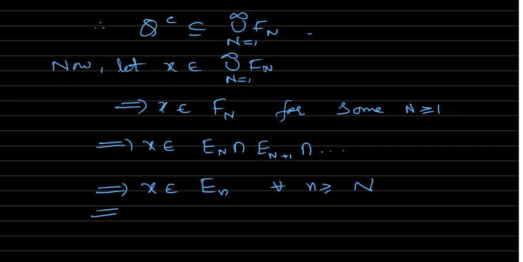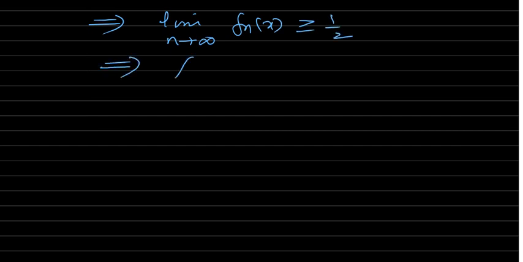So but this means mod of fn x is greater or equal to 1 by 2, because whenever x is in En, it means that mod of fn, by definition of En, it's true for all n greater or equal to capital N. So that means the limit will be greater or equal to 1 by 2. So it's clear. Because it's always greater or equal to 1 by 2 for all n greater or equal to capital N, it means that the limit as n approaches infinity of fn x is greater or equal to 1 by 2. But the limit of this function is chi of x. So chi of x is greater or equal to 1 by 2.